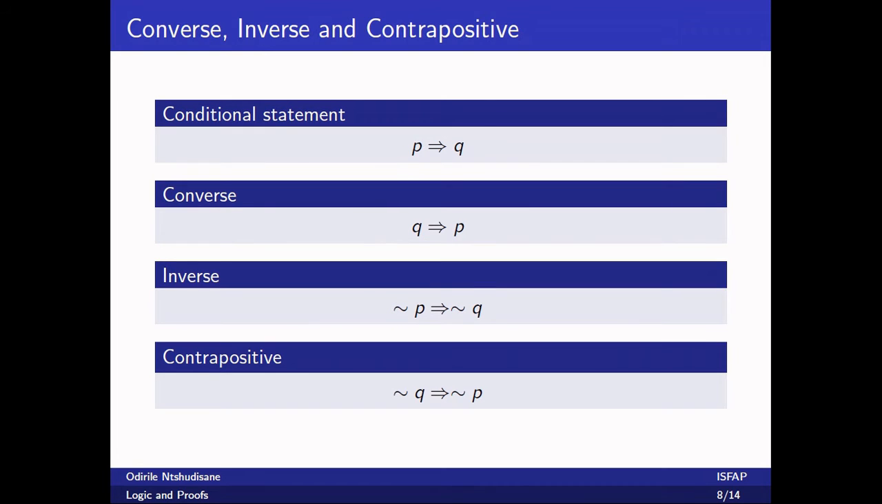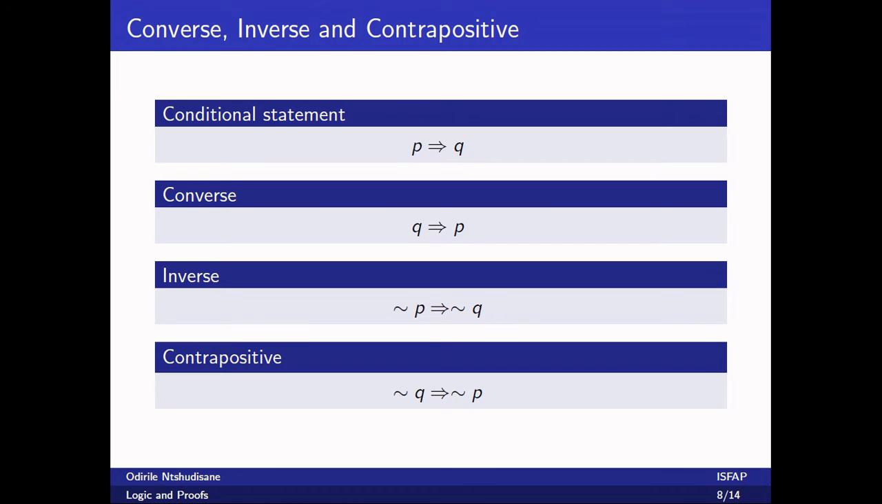Converse, inverse, and contrapositive. Every conditional statement P implies Q has a converse, inverse, and contrapositive. The converse of P implies Q is the statement form Q implies P. That is, a swapping of the hypothesis and the conclusion.